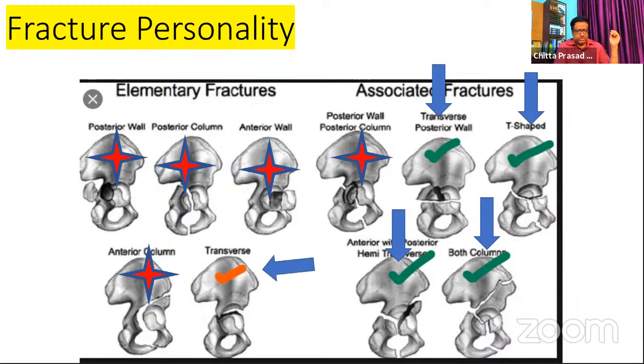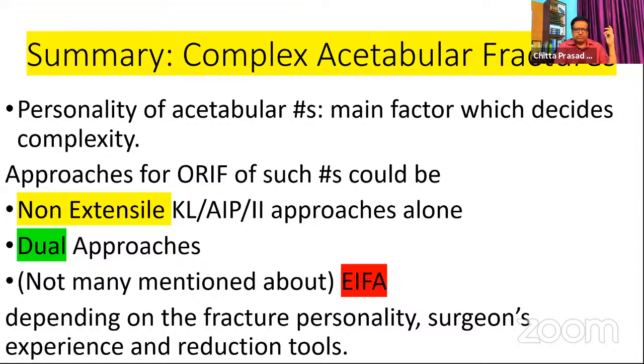Even this one, the transverse transtectal type, you have the same situation. So the fracture personality of this set of fractures is different. So the personality of the fractures is the main factor which decides the complexity. The approach, as David has said, could be non-extensile, and from Brazil they said that this is a dual approach. Nobody mentioned an extensile approach, but I consider this as an approach for these kinds of cases. Depending on the fracture personality, the surgeon's experience and reduction tools, you have to decide and do these fractures.